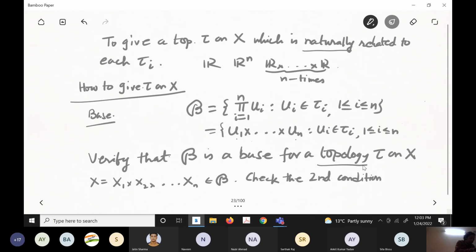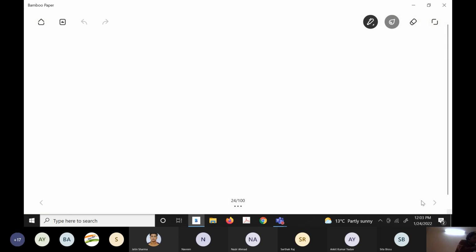This topology is called the product topology. It will be a unique topology. You should also know this is the smallest topology containing B, that is called the topology generated by B. So this topology tau is unique, which is why the article 'the' is used. It's called the product topology.